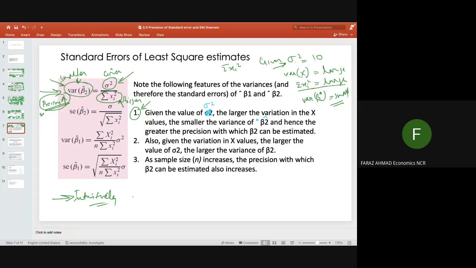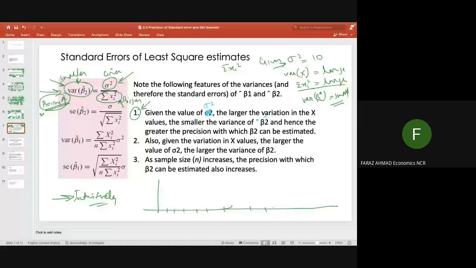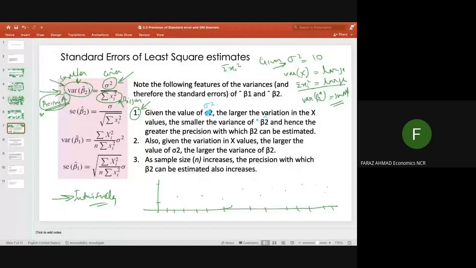Now think intuitively. Don't look at the formula now. Just think. We have x values which are spread a lot. In this case, when x is spread a lot and y is not spread that much, we have something like this, and then we have a line passing through them.